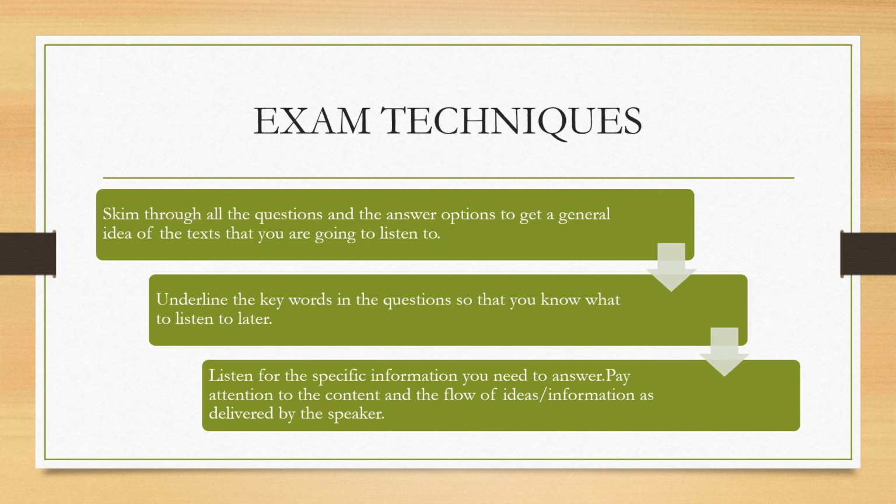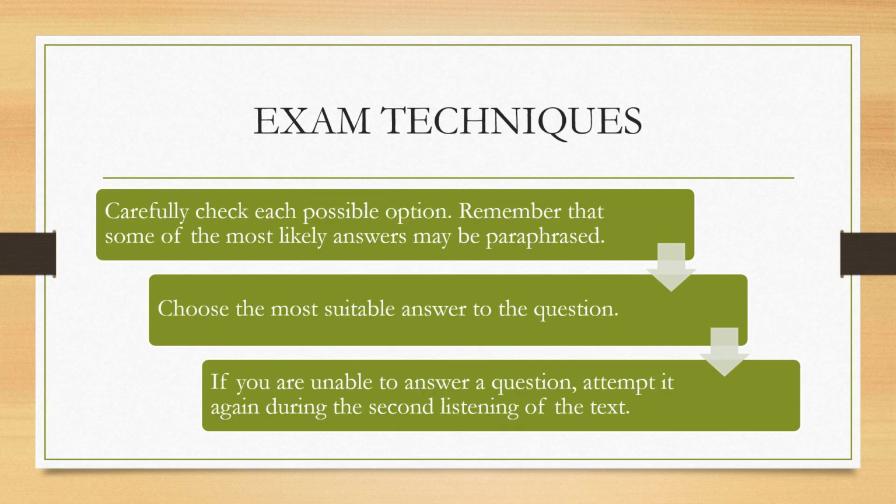Underline the keywords in the questions so that you know what to listen to later. Listen for the specific information you need to answer. Pay attention to the content and the flow of ideas or information as delivered by the speaker. Carefully check each possible option. Remember that some of the most likely answers may be paraphrased. Choose the most suitable answer to the question. And if you are unable to answer a question, attempt it again during the second listening of the text.